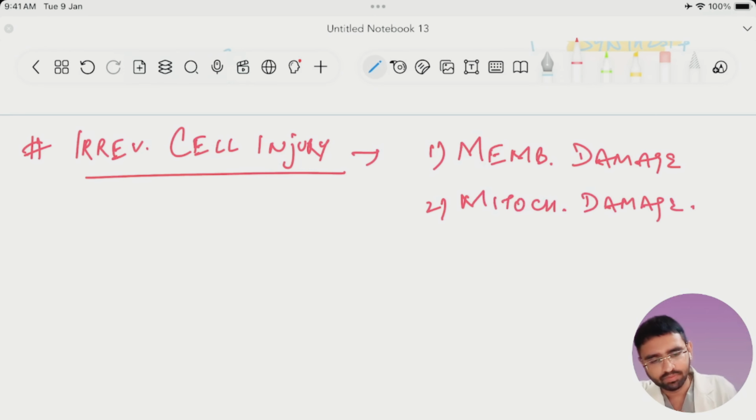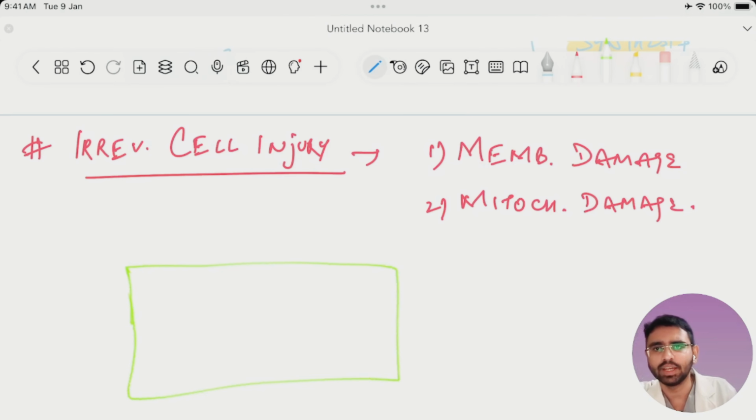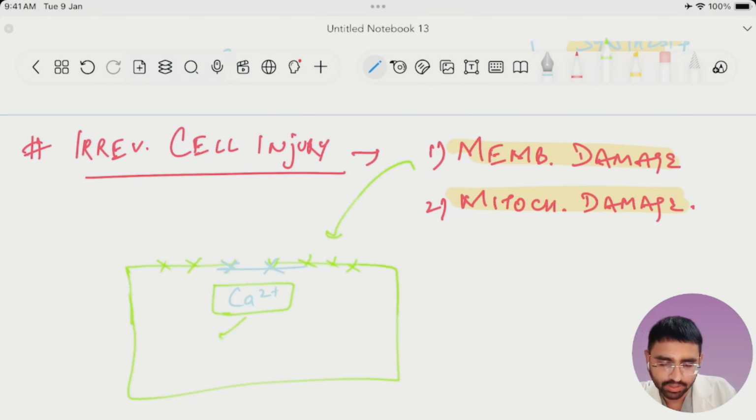Okay, now let's see with the help of a diagram. This is the cell. There will be membrane damage and mitochondrial damage, and the calcium which is present will lead to activation of enzymes like nuclease and phospholipase.